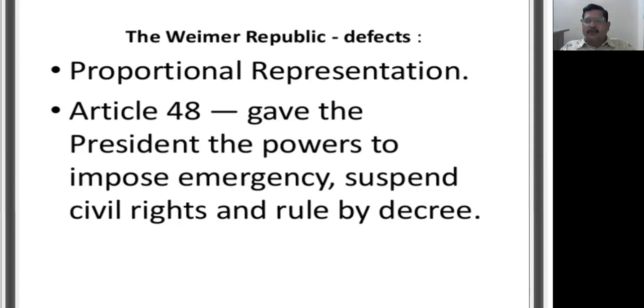Then people started blaming the Weimar Republic. So what were the defects of the Weimar Republic? There was no proportional representation. Article 48 gave the president the powers to impose emergency, suspend civil rights, and rule by decree. So it is almost like a dictatorship. They gave all the powers to the president. These were the defects of the Weimar Republic.